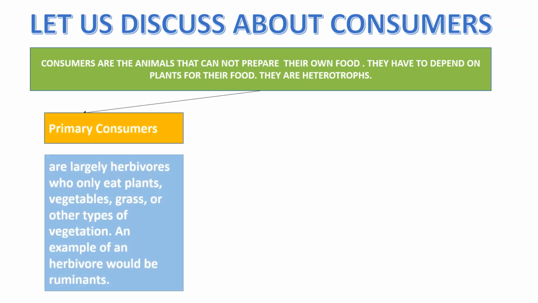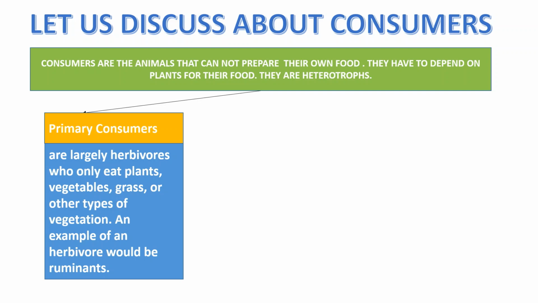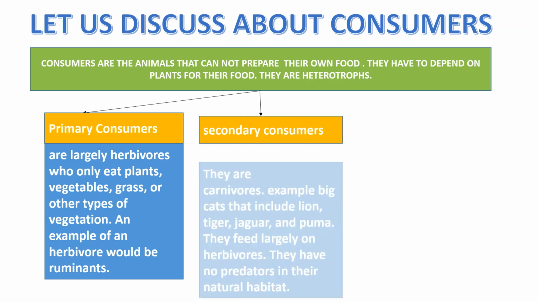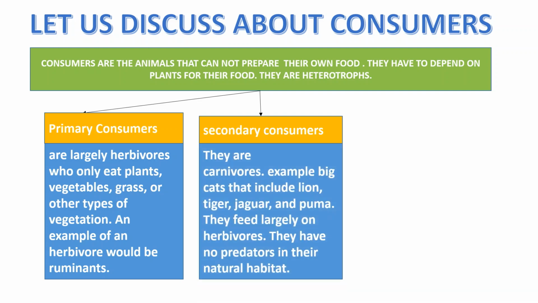Primary consumers. They are largely herbivores who eat plants, vegetables, grass and other types of vegetation. Examples are ruminants. They are grass eaters. Next, secondary consumers. They are carnivores. Examples are big cats, which include lion, tiger, jaguar and puma. They feed largely on herbivores. They have no predators in their natural habitat.